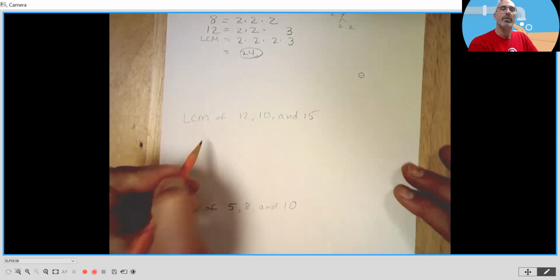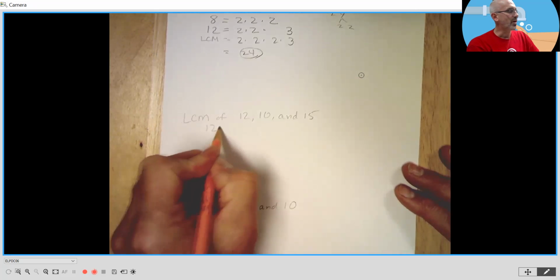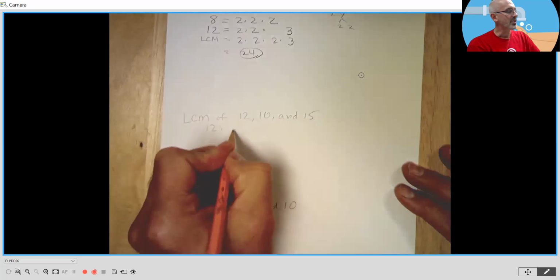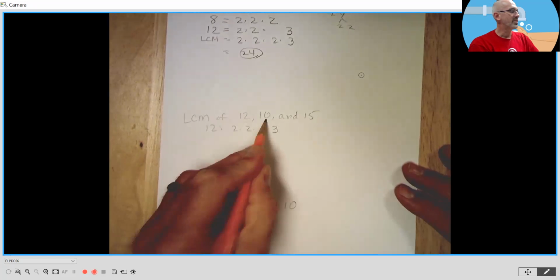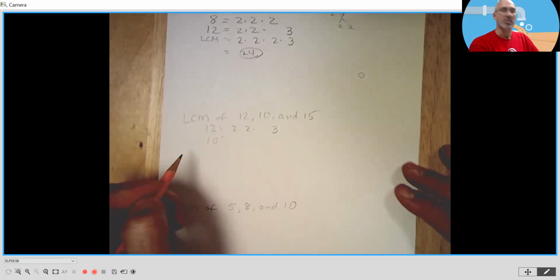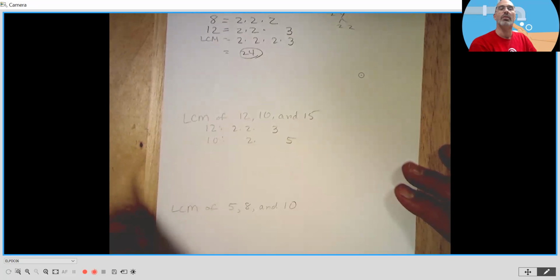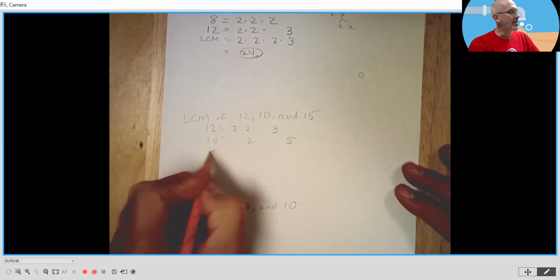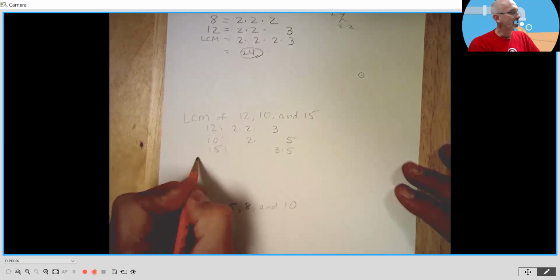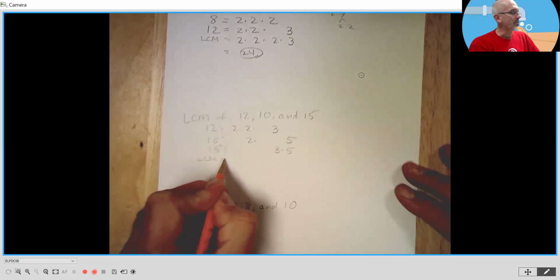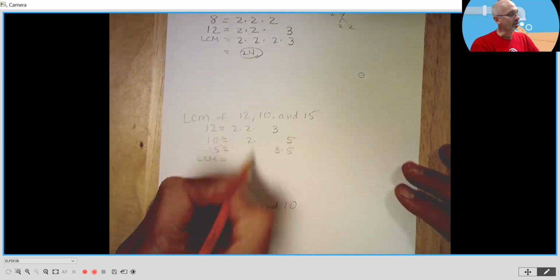We're going to find the least common multiple of 12, 10, and 15. So 12, we just found up here, was 2 times 2 times 3. 10 is 2 times 5. You see how I'm trying to keep them all kind of separate? And 15 is 3 times 5.